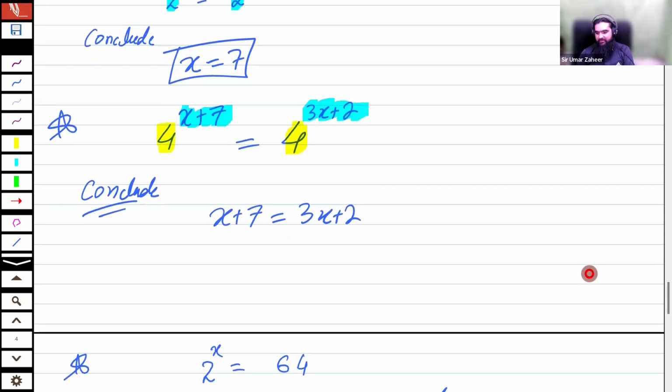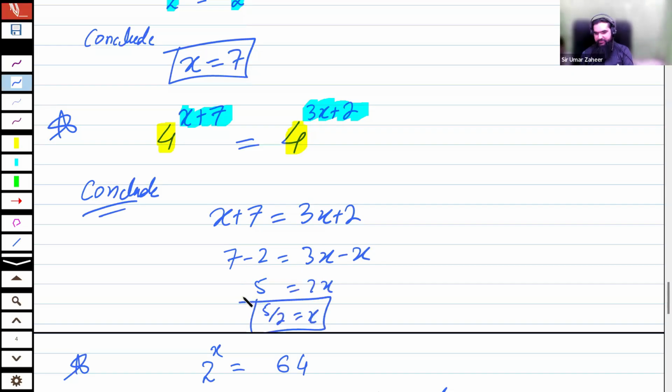Like we have the same bases, so the powers are equal. So from here it's a linear equation. Solve it. Plus 2 will become minus 2. Plus x will become minus x. It will be 5, it will be 2x. 2 is multiplying, so it will be divided. So I will get the value x is equal to 5 over 2.